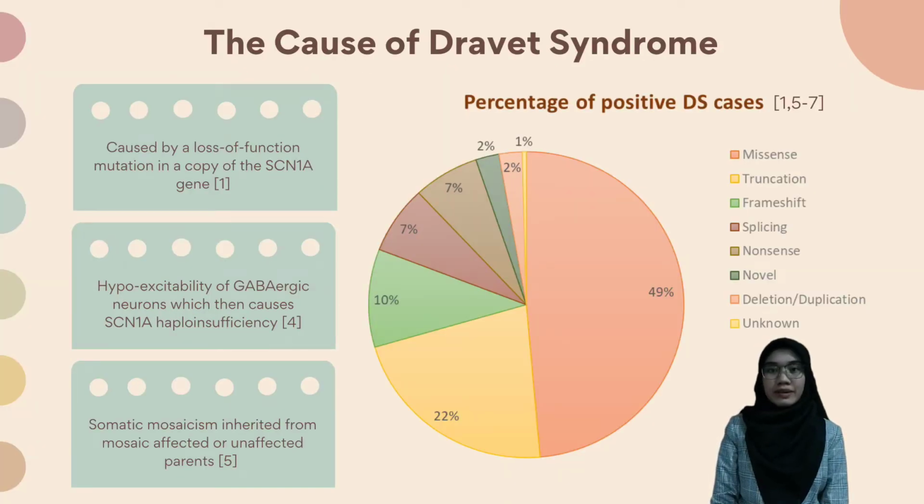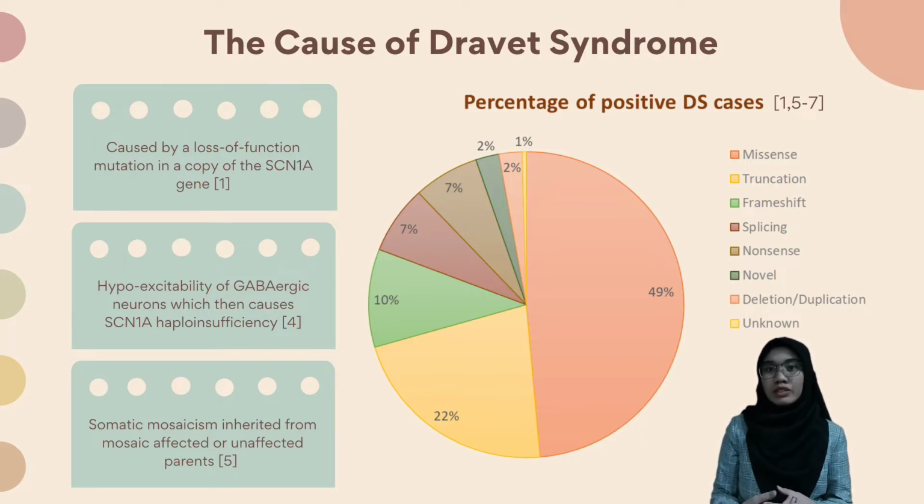Dravet syndrome is caused by a loss of function mutation in the copy of the voltage-gated sodium channel alpha subunit 1 SCN1A gene. When this gene loses its function, it will lead to a hypoexcitability of GABAergic neurons, which then will cause SCN1A haploinsufficiency. 80% of Dravet syndrome cases are caused by mutations at this specific gene.